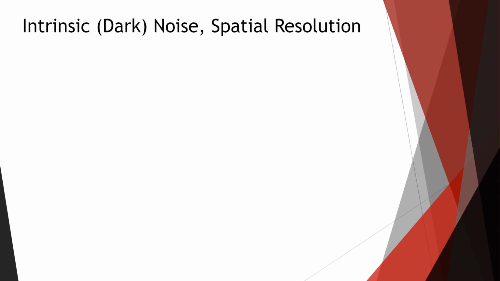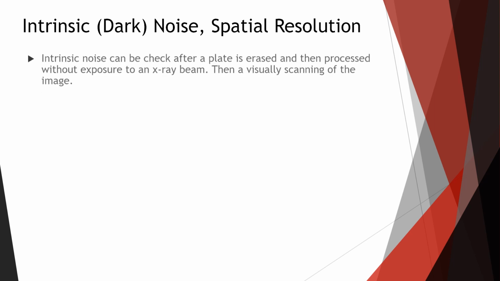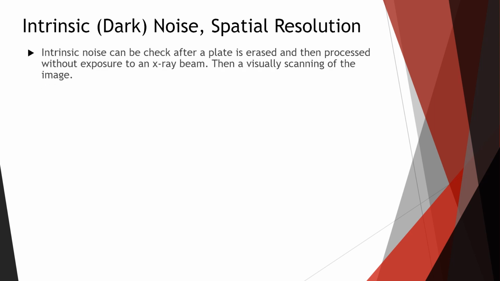The last thing we'll talk about is intrinsic noise and spatial resolution. Intrinsic noise can be checked after a plate is erased and then processed without exposure to any of the X-ray beam. So we thoroughly erase the plate in CR. We don't expose it to anything, any part of the X-ray beam, and then we run it again. And then the image is visually scanned. It should be uniform white snow.